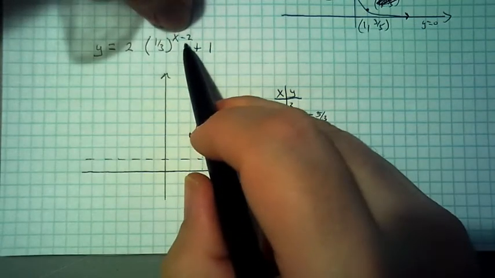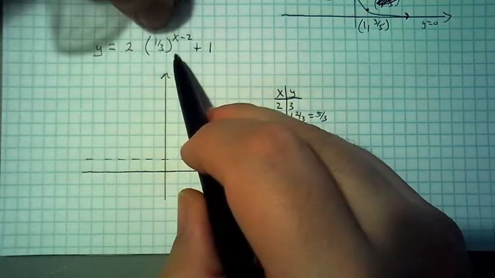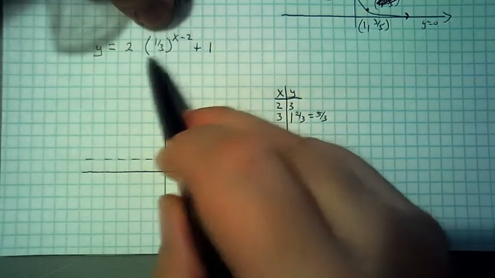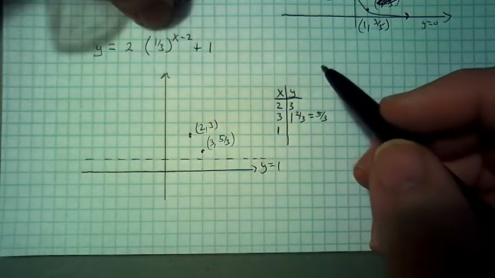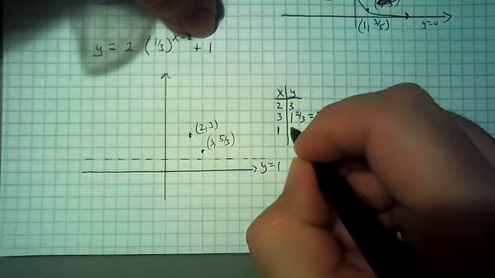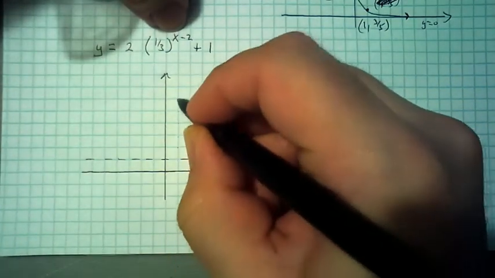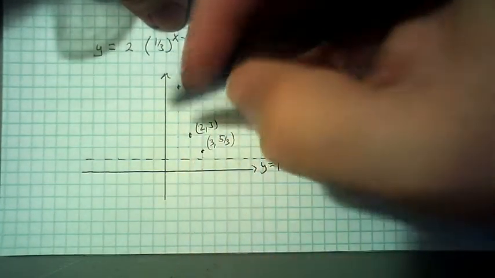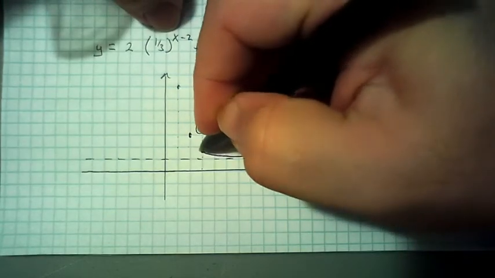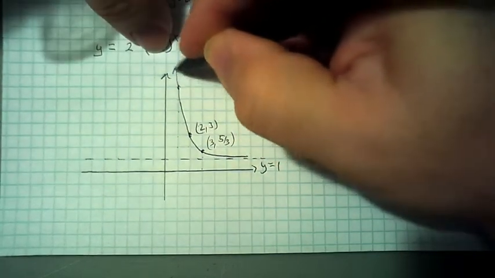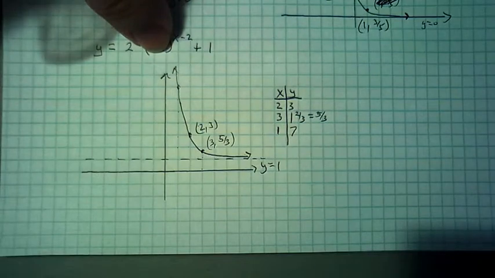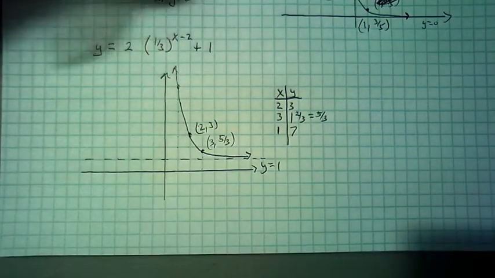That gives me -1, which makes 1/3 to the -1, turns it upside down, it becomes 3. 2 times 3 is 6. 6 plus 1 is 7. So 1, 2, 3, 4, 5, 6, 7. There it is. And there's my exponential graph. Asymptote, couple points, good to go.